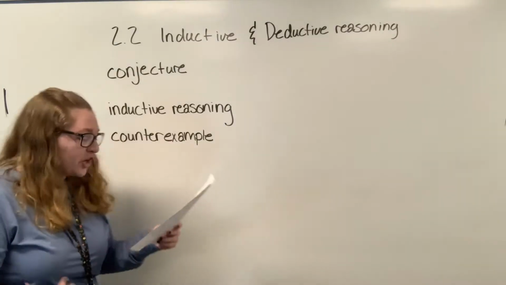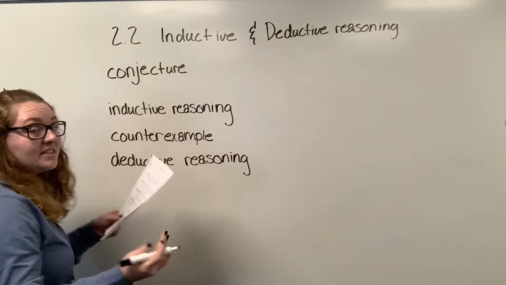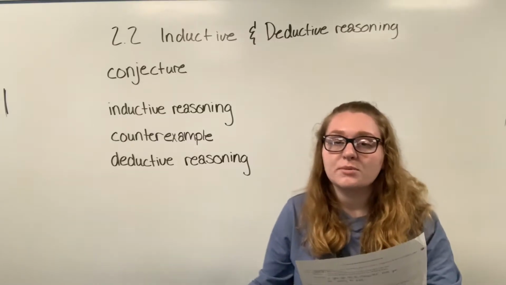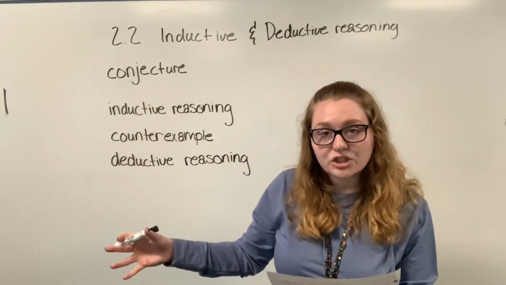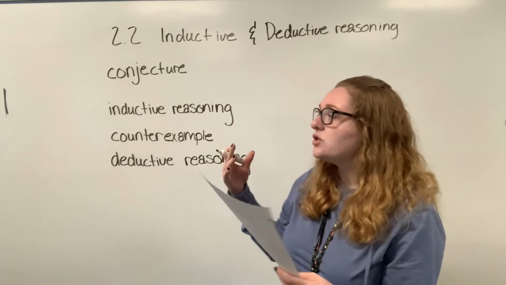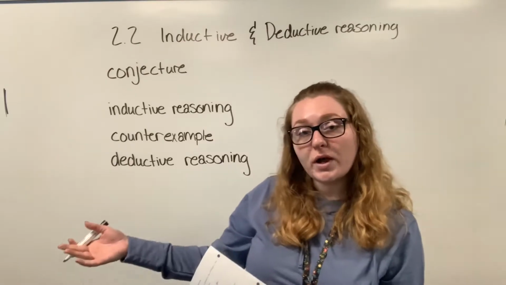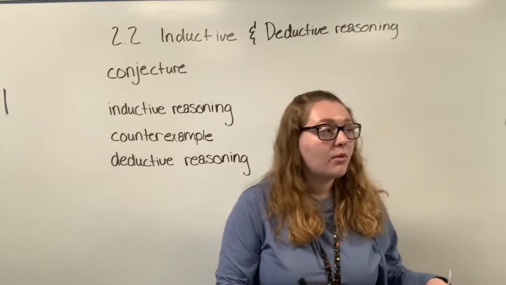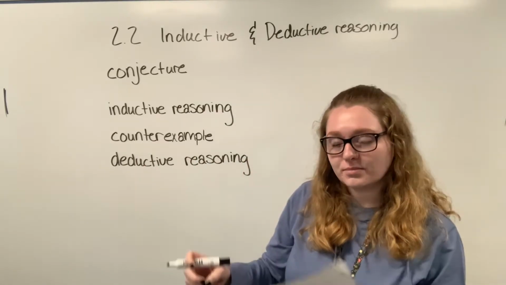Our next term is deductive reasoning. And deductive reasoning uses facts, definitions, accepted properties, and laws of logic to form a logical argument. So we could use that congruent angles have an equal angle measure. And we know that by the definition of congruent angles.